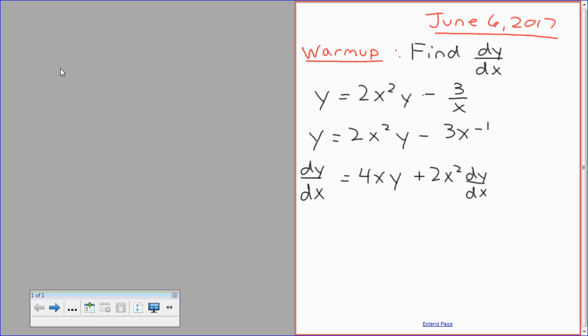For that? All right, Nathan, I'm picking on you. What's the derivative of negative 3x to the negative 1? Yeah, positive 3x to the negative 2, very good.